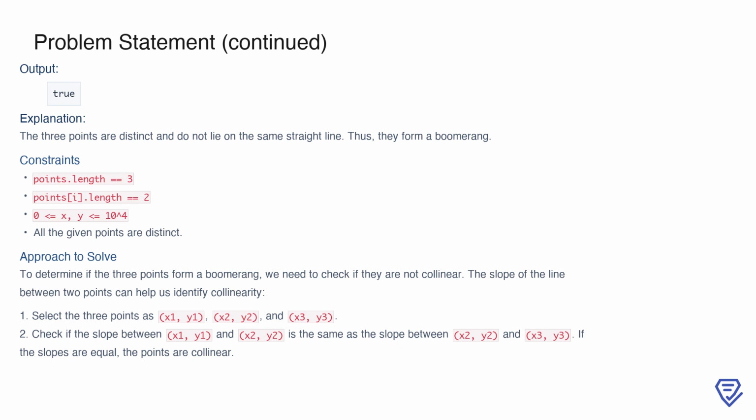To better understand the constraints and the approach to solving this problem, let's break it down further. First, the input will always consist of exactly 3 points, and each point will have precisely 2 integer coordinates, x and y, which range from 0 to 10⁴. Additionally, all 3 points are guaranteed to be distinct. The key to solving this problem lies in determining whether these points are collinear. This can be achieved by checking the slopes of the lines formed between the points. If the slopes between any 2 pairs of points are equal, the points are collinear. Otherwise, they form a boomerang.